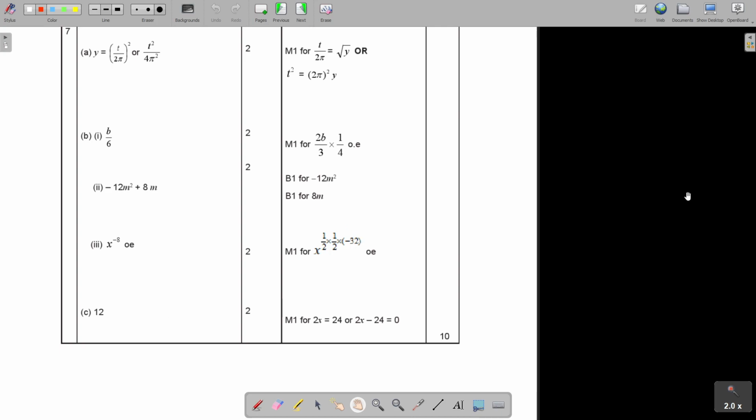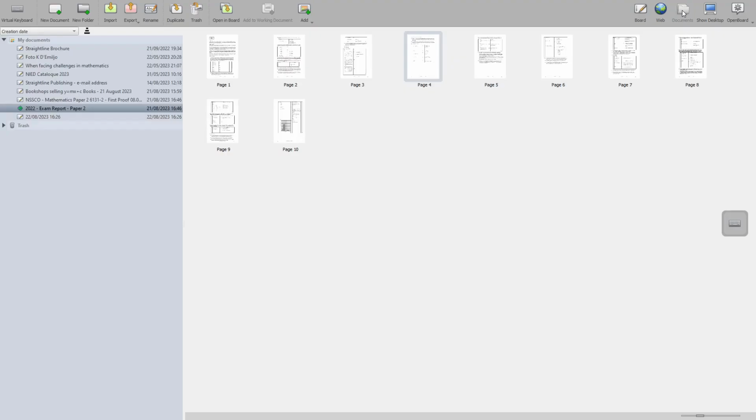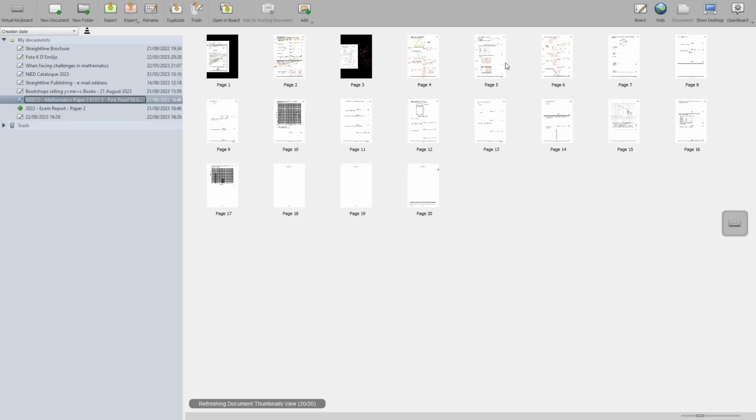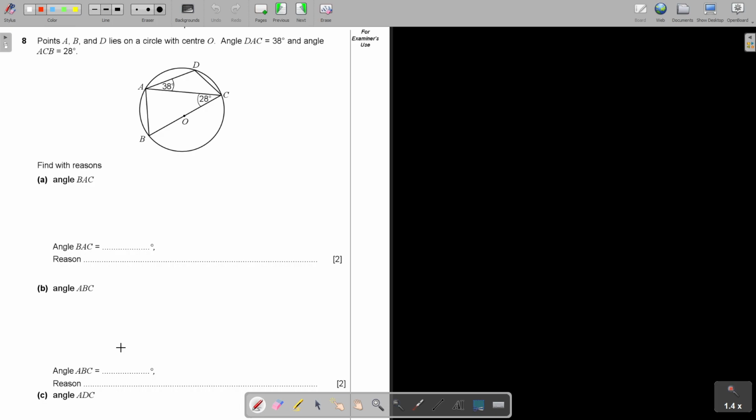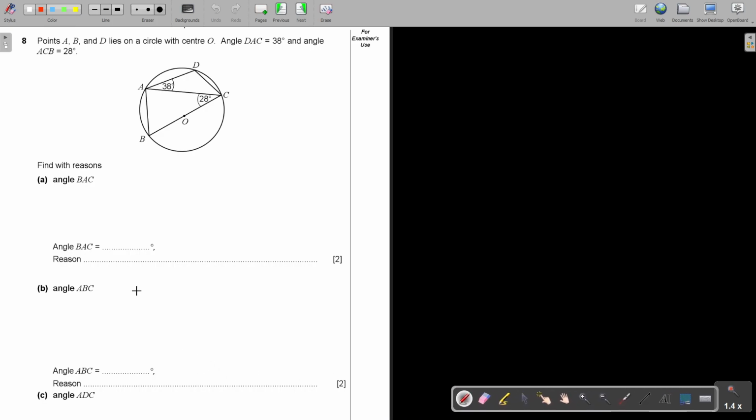Okay, let's go back to the questions. So we are here, I think. Yes, question 8. Let's start. Now, this is a nice angle one. Nice angles, not difficult angles.